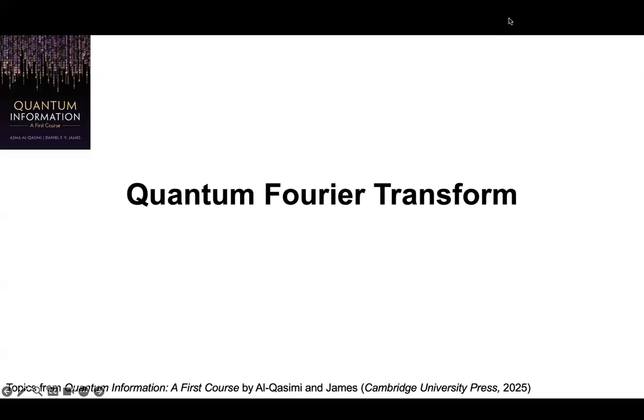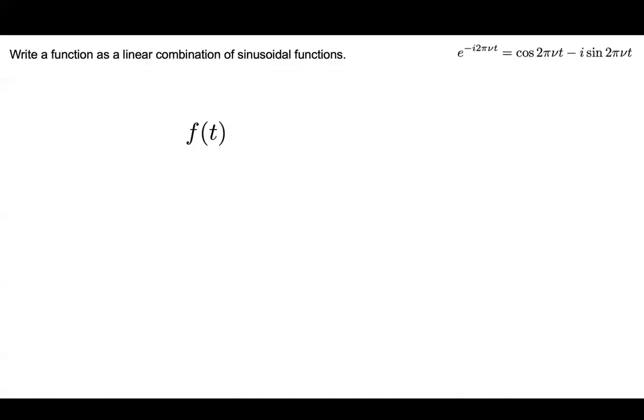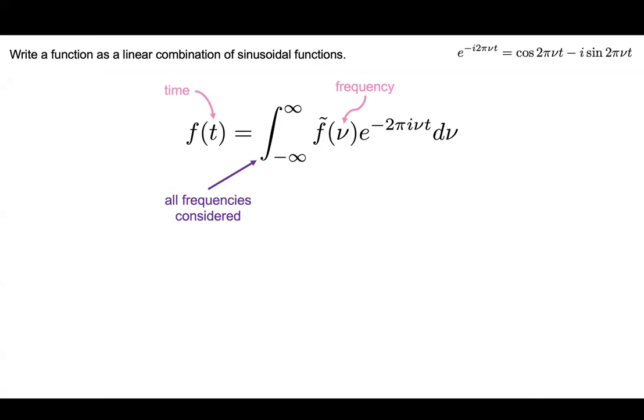Hello everyone! Today we'll be talking about the quantum Fourier transform and how it can be used to find the period of a function. To start, we have a function of time f of t, and we want to write it as a linear combination of sinusoidal functions. Nu represents frequency, and since we're considering all frequencies, we have an integral as opposed to a sum.